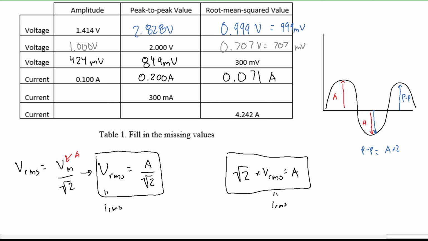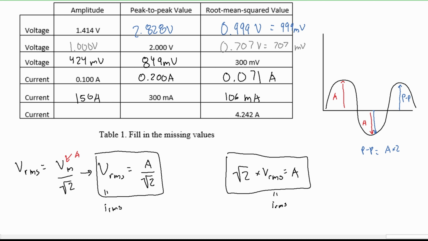Next, we're given the peak to peak, and the amplitude of this is just half of peak to peak, so we're going to have 150 amps. And to find the root mean squared of it, we're going to take our amperage and divide it by the square root of 2. This will give us approximately 106 milliamps.